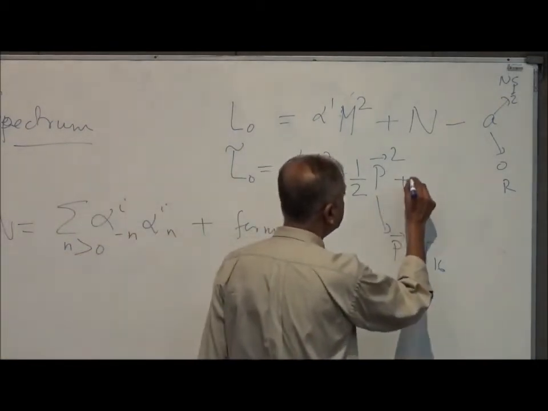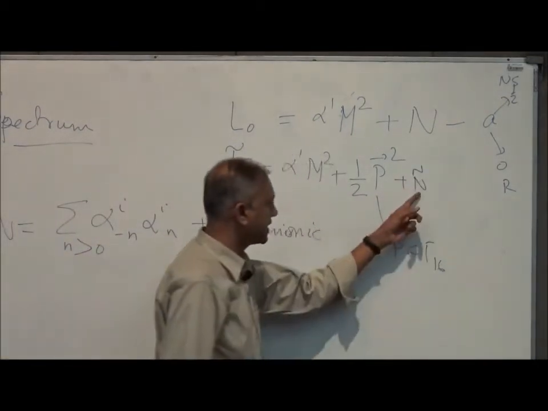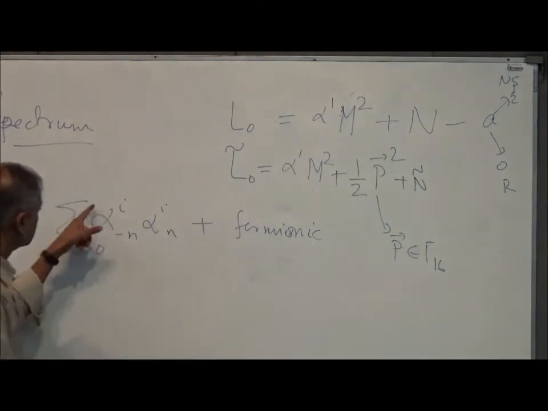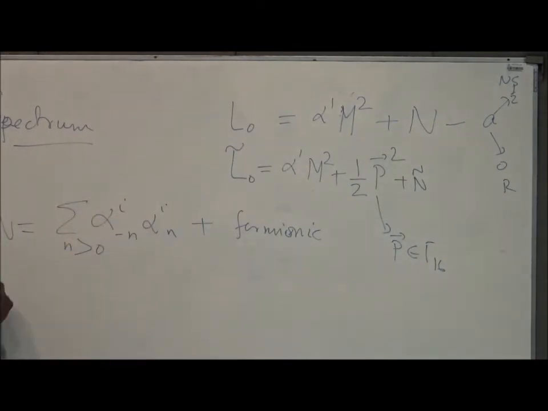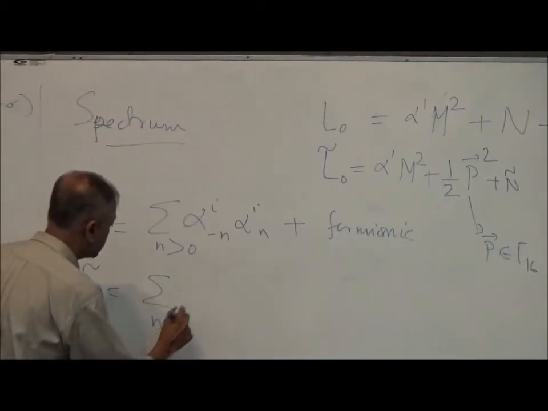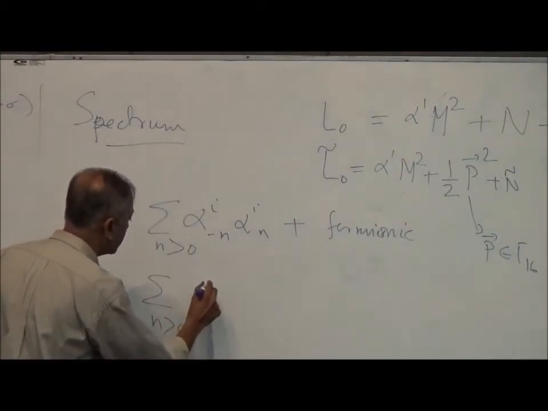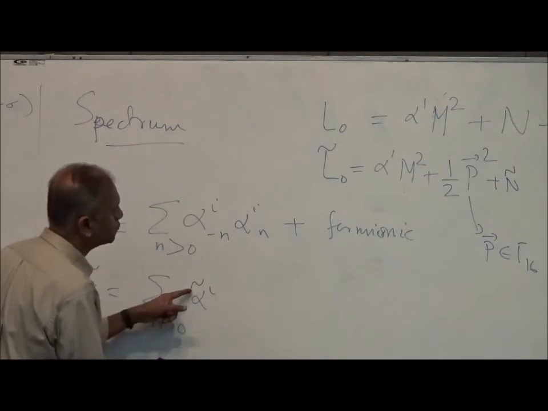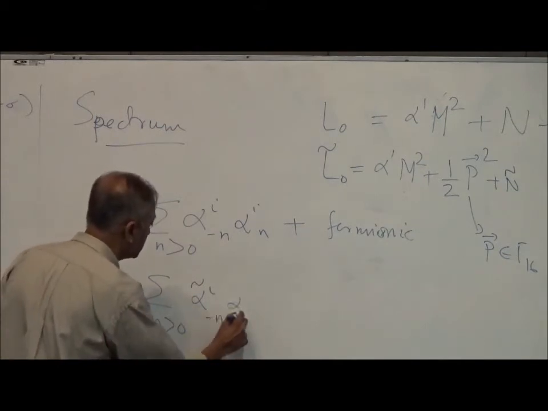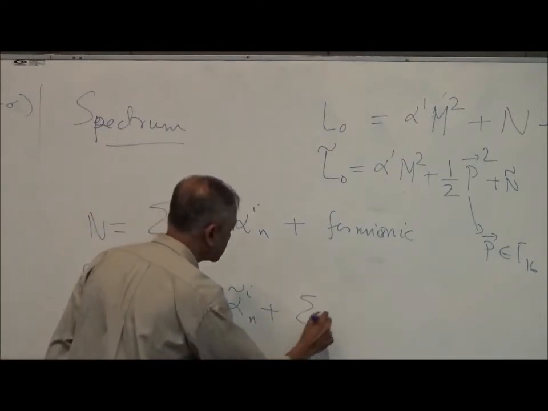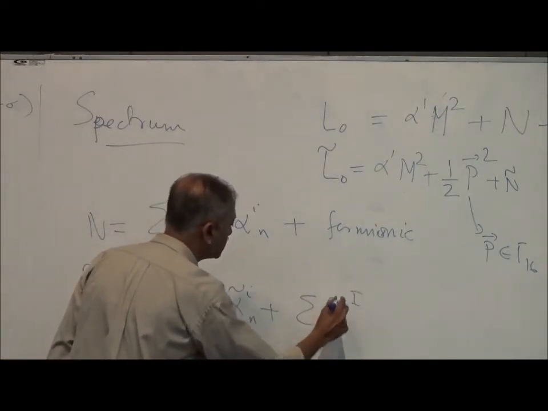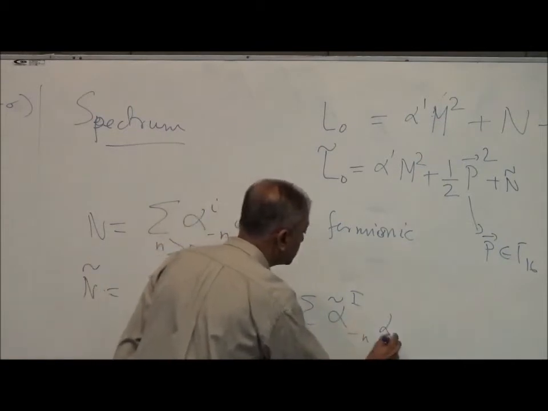Plus, we have N tilde. N tilde is just the right-moving oscillators, again here replaced by alpha tildes. So let me write it down: it will be the sum over n greater than 0 of alpha I tilde minus n, alpha I tilde n. Tildes are the right-moving oscillators. But we also have the other ones.